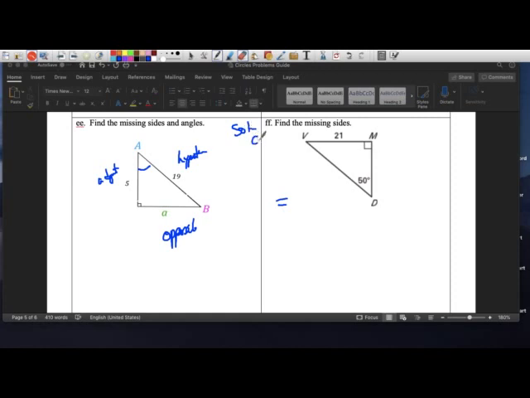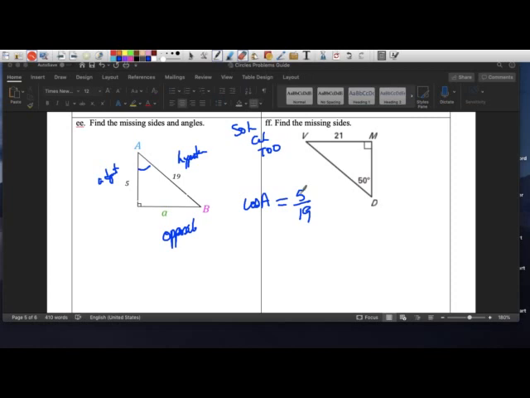So, SOH CAH TOA. To find the angle A here, I'm going to use the two sides that I know, the adjacent and the hypotenuse. That means it's cosine. So cosine of A is adjacent over hypotenuse, which is 19. So that's correct, I remember.